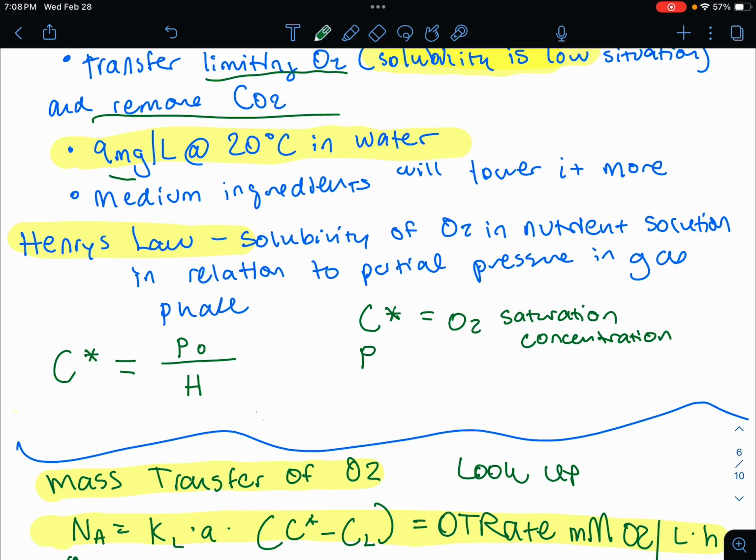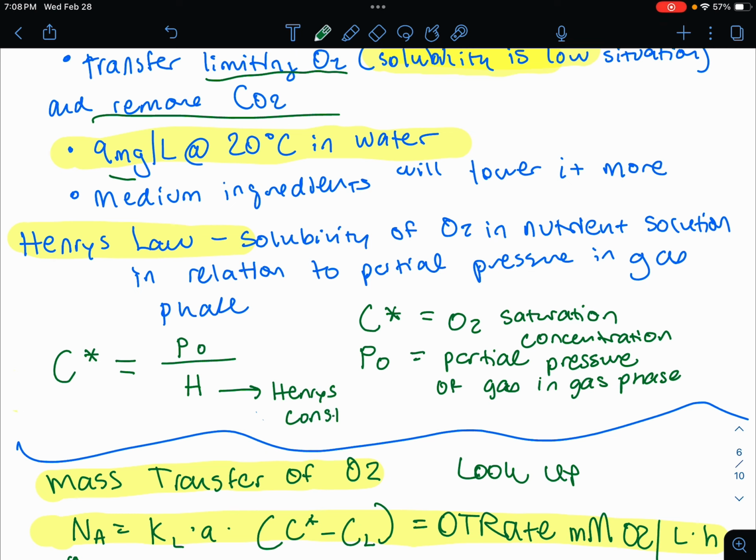Anyways, this variable here, P_O, is the partial pressure of gas in the gas phase. P_O is divided by H, and H is Henry's constant. So again, Henry's law looks at the solubility of oxygen in the nutrient solution in relation to partial pressure, and this has to be in the gas phase.